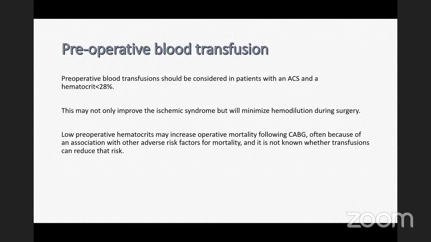Should the patient be in acute coronary syndrome with a hematocrit lower than 28%, transfusion may not only improve the ischemic syndrome, but will minimize the hemodilution during the surgery, which is essential. Low preoperative hematocrit may increase the operative mortality following CABG, often because of association with other adverse risk factors. It's not known whether transfusion can reduce that risk or not.